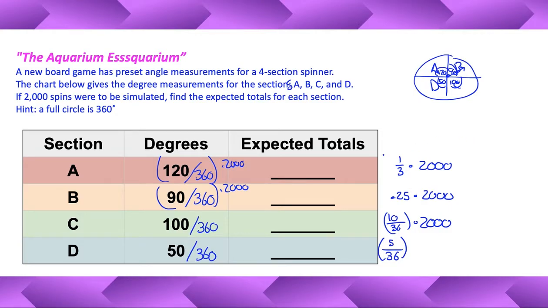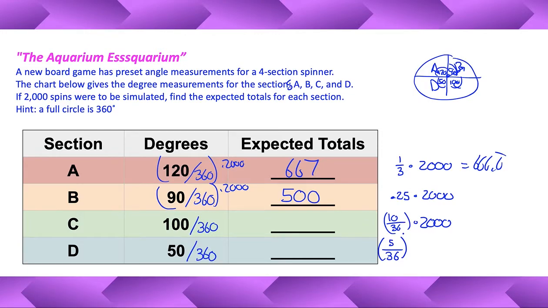So here we go. 1/3 times 2,000, or 2,000 divided by 3 is the same thing. You get 666.6 repeating. So to the nearest spin, that would be 667 spins. It should land that many times. Is it going to? Probably not, but that's what's expected. 2,000 divided by 4 or times 1/4 should be 500. You should get B 500 times.